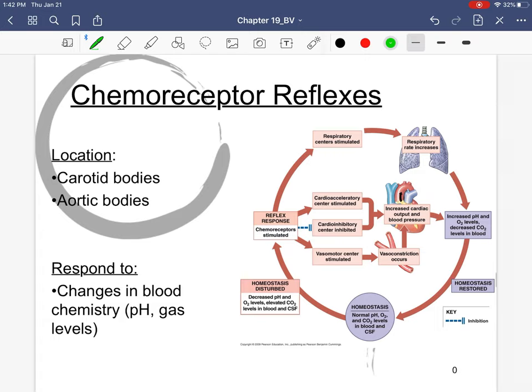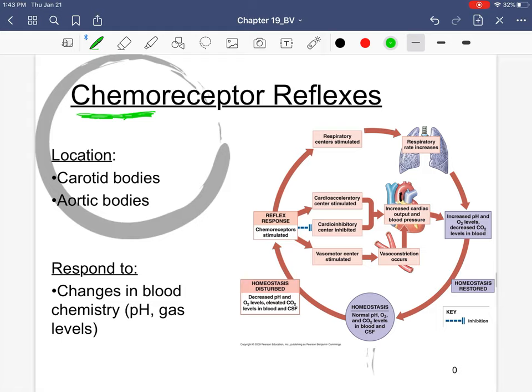We're going to go to our second example of how the nervous system can help to regulate blood pressure by talking about the chemoreceptor reflexes. So as the name suggests, before we had baroreceptor, and baro means pressure. So those were receptors that are sensitive to changes in pressure. Here we have chemoreceptors. This means that these are receptors that are sensitive to changes in blood chemistry. And we're talking about mostly blood gases.